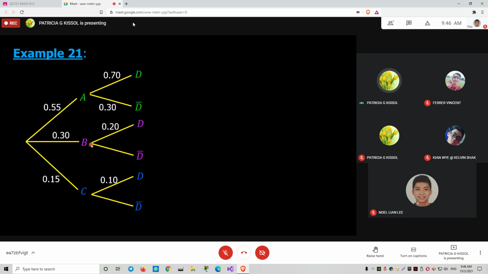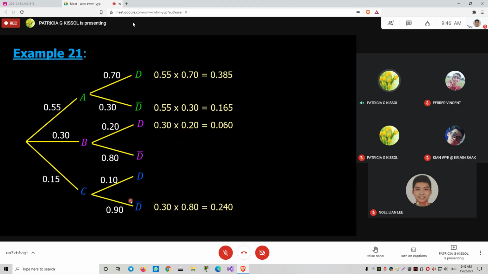So same thing for B. If here is 0.2, the value here would be 0.8. And for C, 0.1, then the value below here should be 0.9. Now, how do we solve this? Now, remember the question is asking, all these are the joint probabilities.